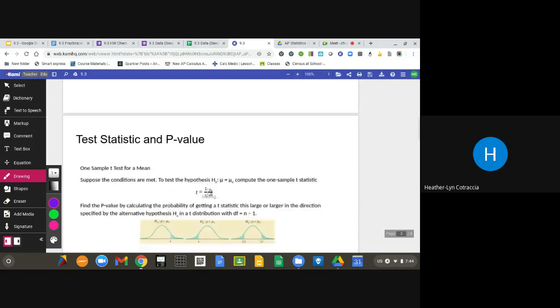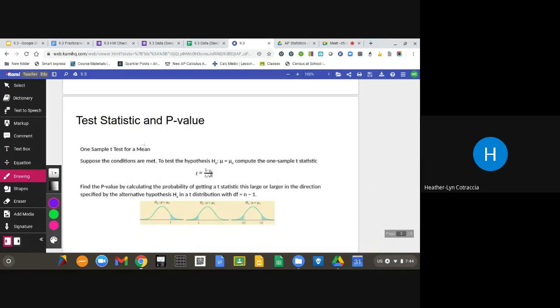Now, one more thing. How do you find your test statistic and your p-value? So I think we said this back in confidence intervals. Whenever you're dealing with a proportion, you're going to use the z statistic. Whenever you're dealing with means, you're going to use a t statistic and then a t-CDF. So here's how you calculate your t statistic. It's your sample mean minus your hypothesized mean over your standard deviation divided by the square root of n.